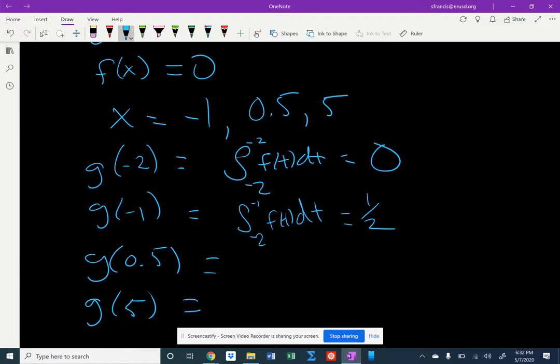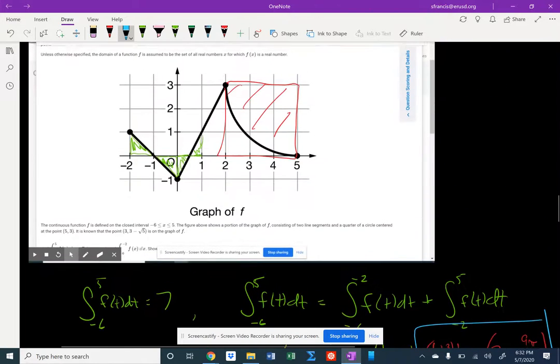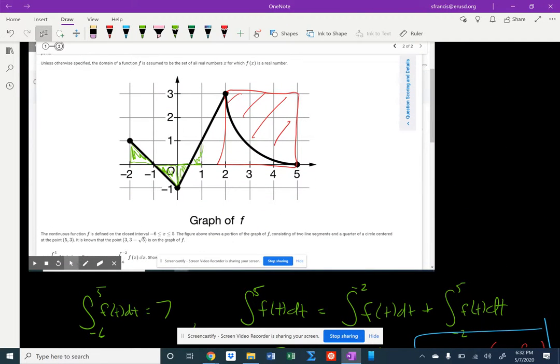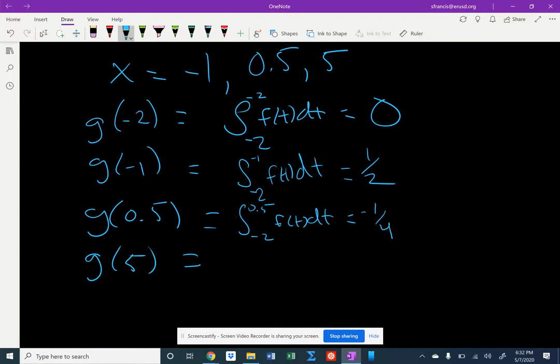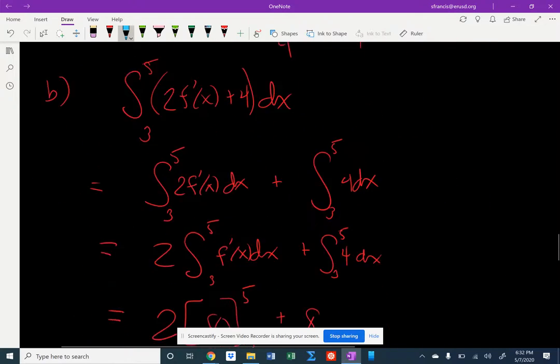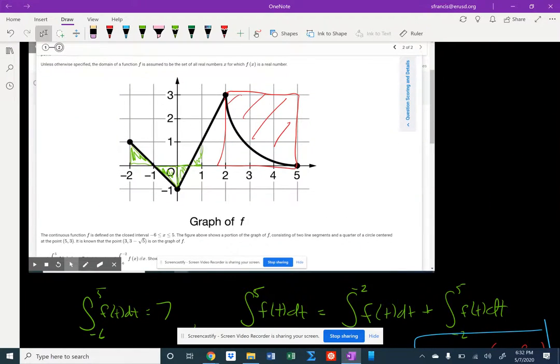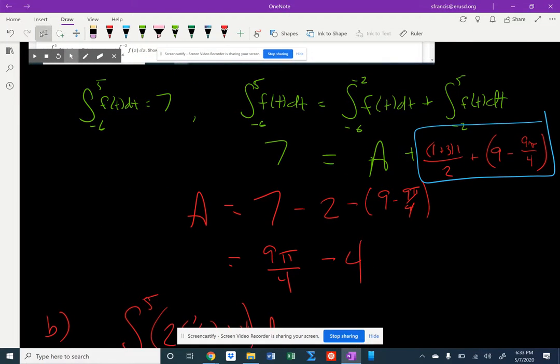And g of 0.5, so this is the integral from -2 to 0.5 of f of t dt. From -2 to 0.5, we have positive half minus half, which is 0, and then we're going to have a fourth right here. That's a half times 1, which is a half, divided by 2, which is a fourth, but it's negative, so -1/4 right there. And then for g of 5, that's from -2 to 5, which is all that stuff that we calculated here.